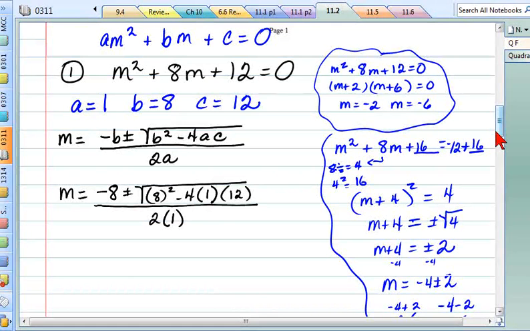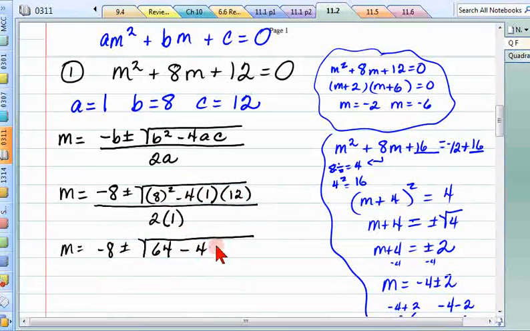Now is everybody okay with just the plug-in of the numbers, a, b, and c? Now what you want to do next is simplify what's in the radical. You're going to need to square this, and you're going to need to find this product. So m is equal to negative 8 plus or minus the square root of 8 squared is 64. This is a negative 4 times a positive 1 times a 12, negative 48. And all of that is over 2, because 2 times 1 is 2.